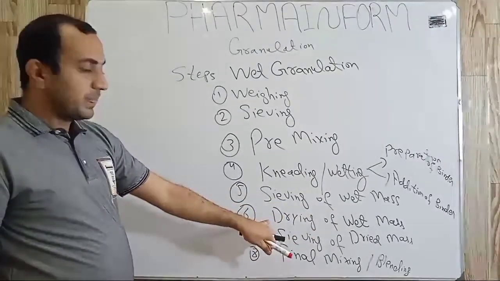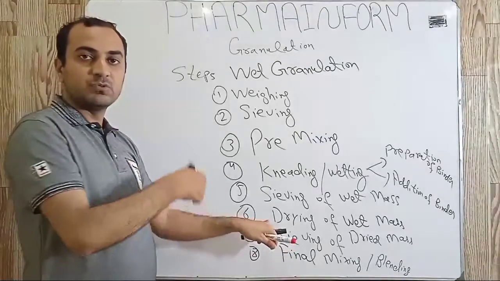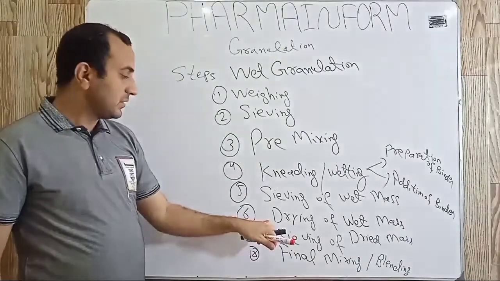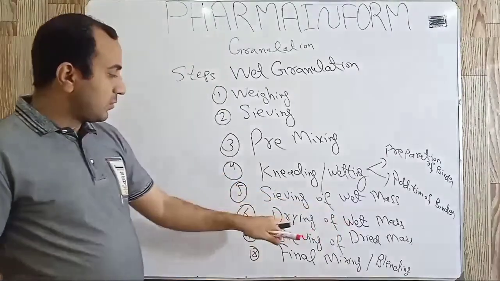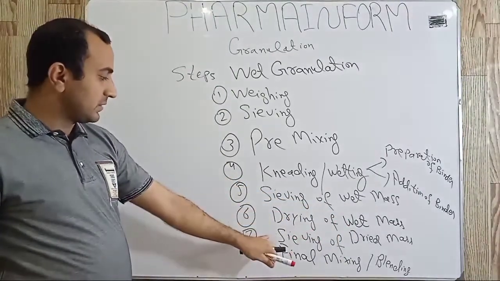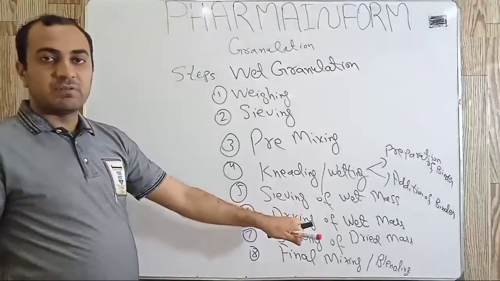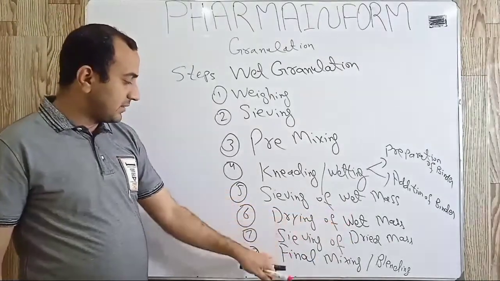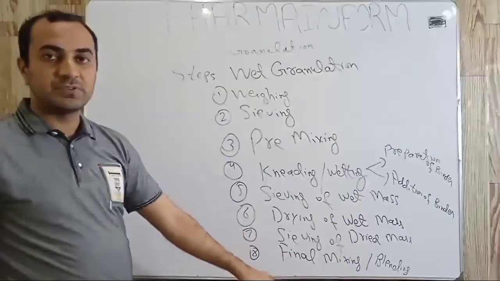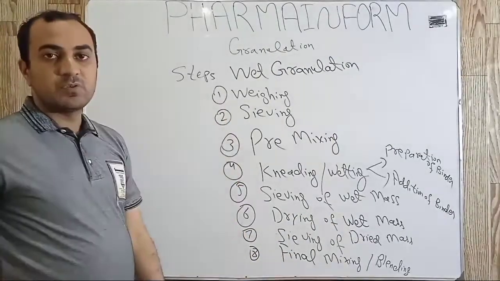In the next step, we use heat or a drying process to remove the solvent from the granules or wet mass. In the next step, we sieve our dried product through a proper mesh, and in the last step we have the final mixing step. It was a basic overview.